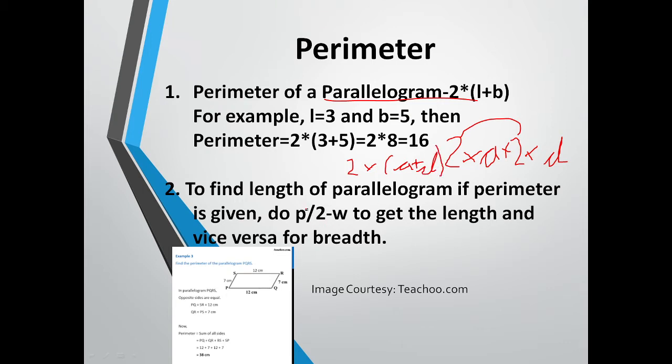So to find the length of a parallelogram, if the perimeter is given, do p by 2 minus w to get the length, and vice versa for breadth. Actually, this should be b instead of w. It can be width or breadth, both are same, so it is fine. So this is the same as that of the rectangle. For example, if we were given 3 as the length of the parallelogram but not the breadth, and perimeter as 16, we could have done 16 by 2, which is 8, then 8 minus 3, which is 5, to get the breadth. Okay, as you can also see in the example.